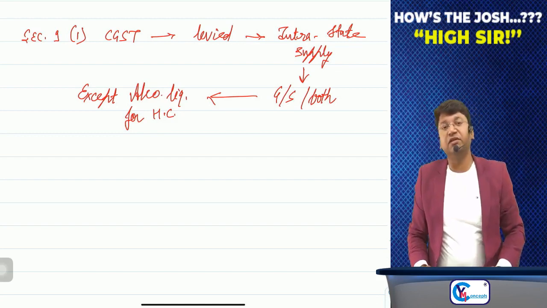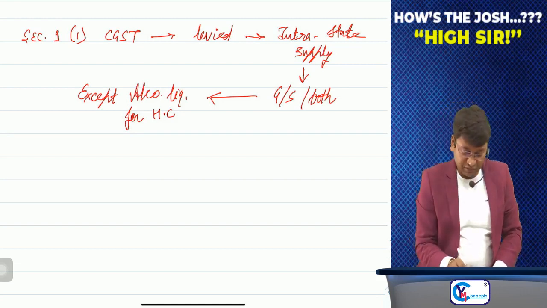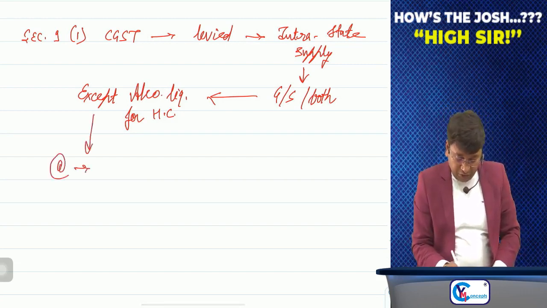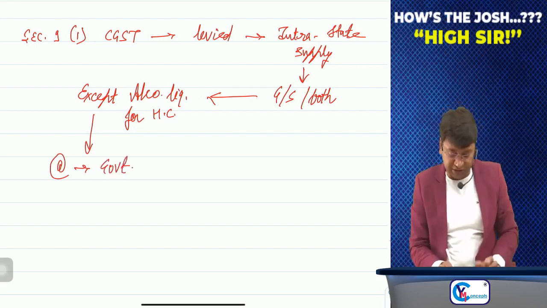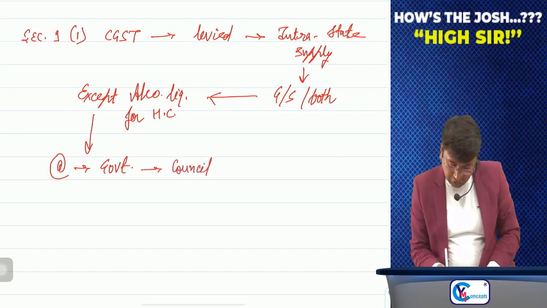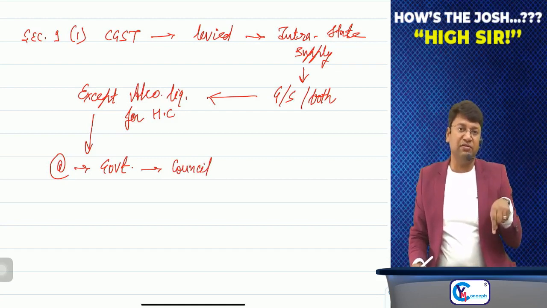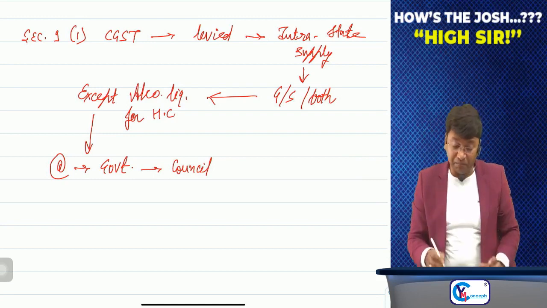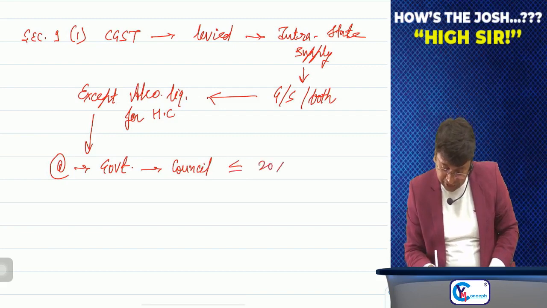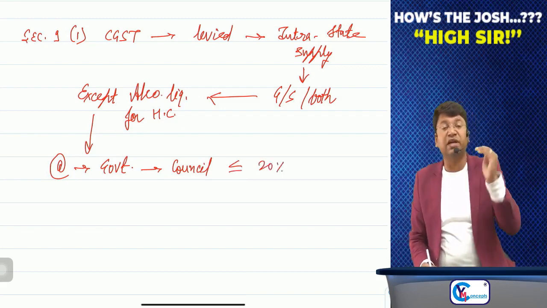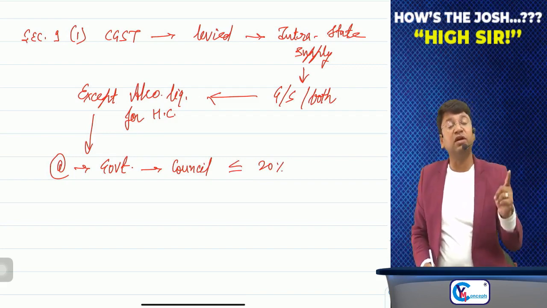So GST will be levied on intra-state supply of goods or services or both, except alcohol liquor for human consumption, at the rate which will be notified by the government on the recommendation of the GST Council. Whatever the GST Council recommends, that rate will be applicable and will be notified by the government. The same rate will be notified by the state government also. But the maximum rate of CGST can be 20%. An equal rate can be of SGST also. So the maximum rate of GST can be 40%.